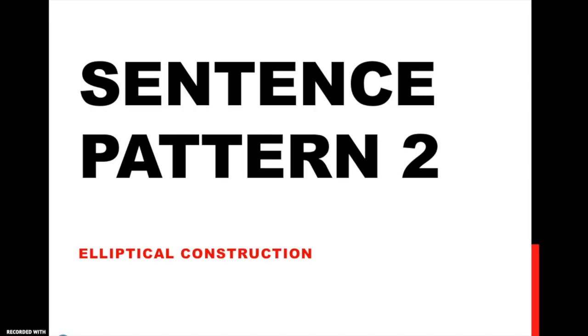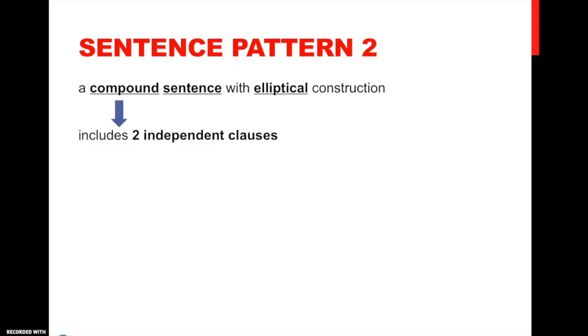Sentence pattern 2, the elliptical construction. When studying these sentence patterns, you might have noticed that we chose to skip over sentence pattern 2. It's a fairly sophisticated sentence pattern. Sentence pattern 2 is a compound sentence with an elliptical construction. Remember, a compound sentence includes two independent clauses.